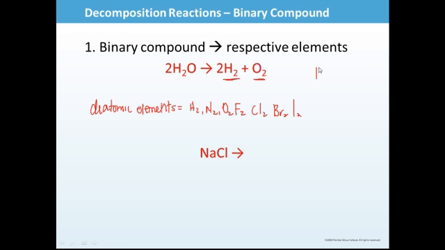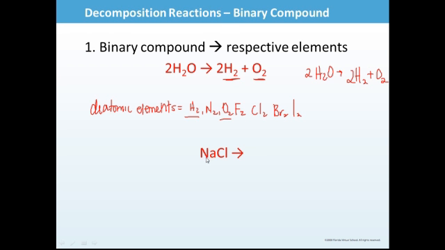A lot of students would say water breaks down to form hydrogen plus oxygen. However, hydrogen and oxygen are diatomic elements, so we have to put a 2 after it. If you're not a diatomic element, you just write the element symbol. And then, of course, you must balance.